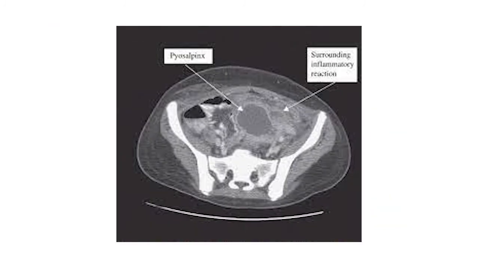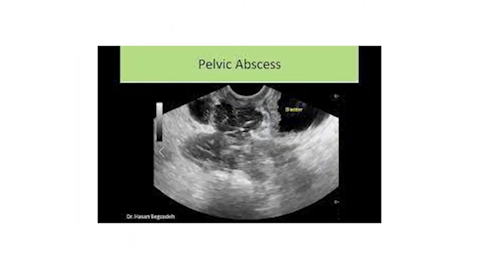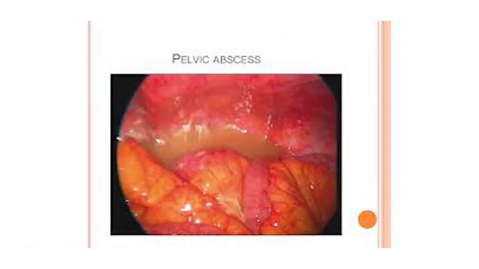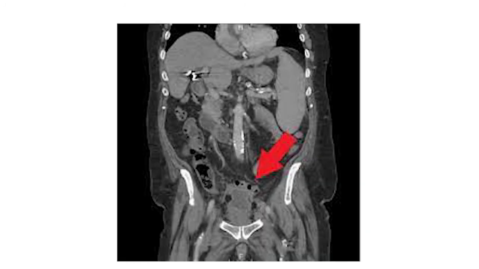This is a good image of the CT scan showing the pelvic abscess. This is the ultrasound image showing the pelvic abscess. This is the laparoscopic picture of the pelvic abscess, clearly seen on this image. This is the MRI image showing the pelvic abscess.